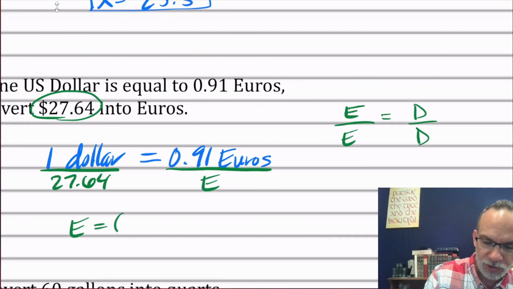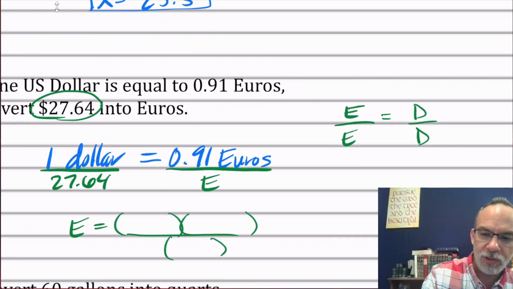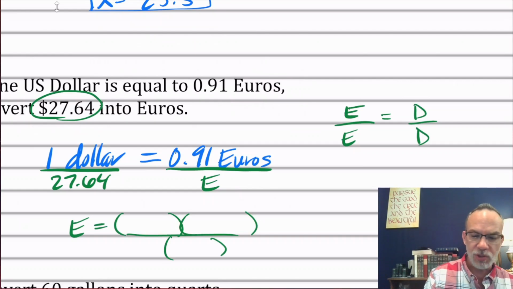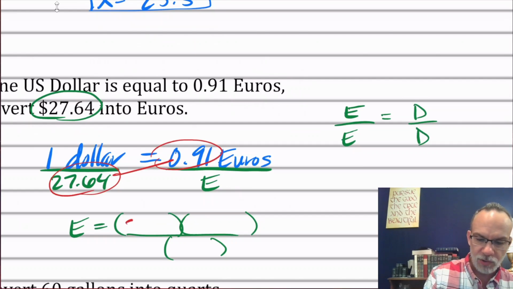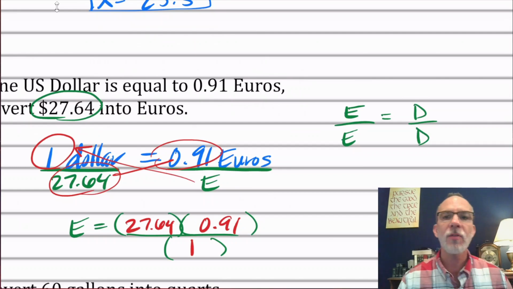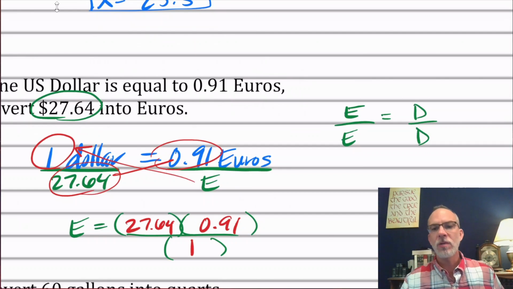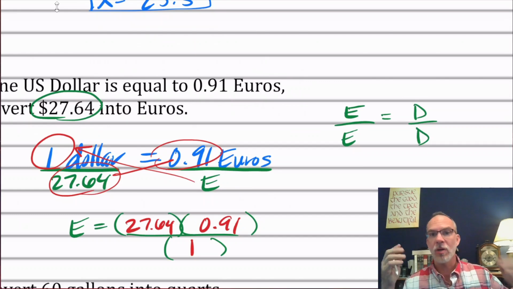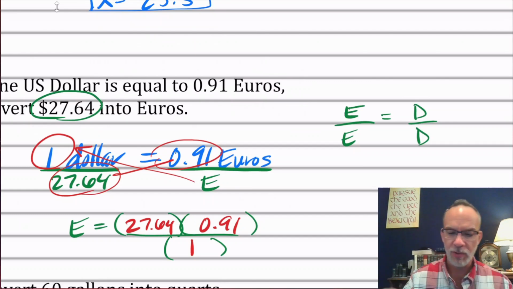So E is equal to 2 things multiplied, divided by a third. What 2 things multiplied? Find your 2 numbers that you do know and multiply those together. So 27.64 and then 0.91. And then we're dividing by the thing that's diagonal from the E, which is just 1. And even though it does nothing for you mathematically, you need to go ahead and write the 1 in there so that you know what goes in that spot and you're not scratching your head like, gee, I only got half the problem written down.